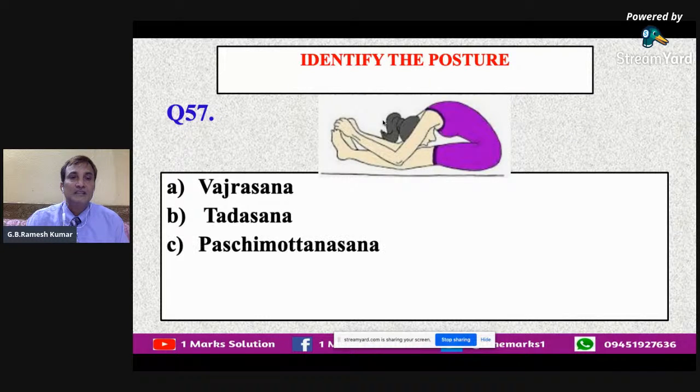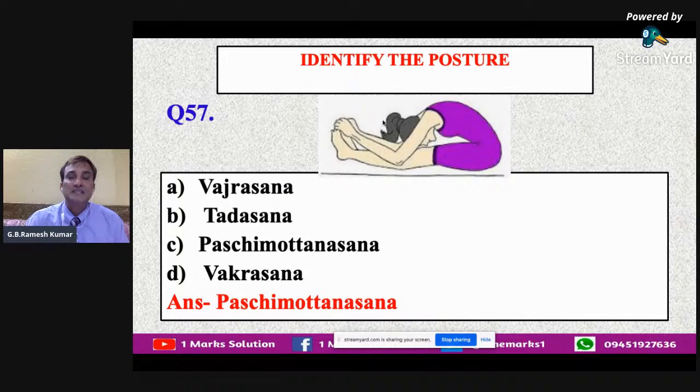Tadasana, Vajrasana, Paschimottanasana, Vakrasana. Now here, it's not Vajrasana, you are all aware now. It's not Tadasana, that is the palm tree pose. It's not Vakrasana, it's Paschimottanasana. So it is forward bending and holding the toes, and you should bend forward and keep your head between the knees. Paschimottanasana. Ladies when they are pregnant are not supposed to do this asana, so you can mention the contraindication when you are talking about Paschimottanasana.